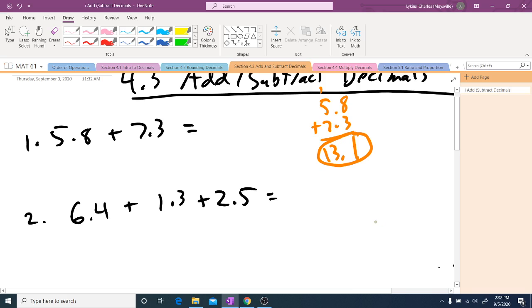The next one I want to do is 6.4 plus 1.3 plus 2.5. So now what I want to do is I'm going to say, okay, 4 plus 3 is 7, plus 5 is 12. Carry my 1. 1 plus 6 is 7, plus 1 is 8, plus 2 is 10. 10.2 is my answer. Notice I'm lining up my decimals when I'm adding.